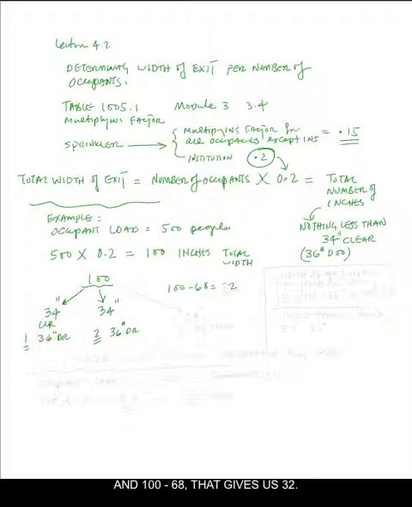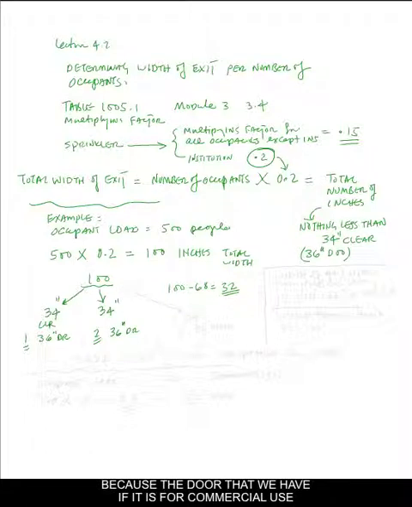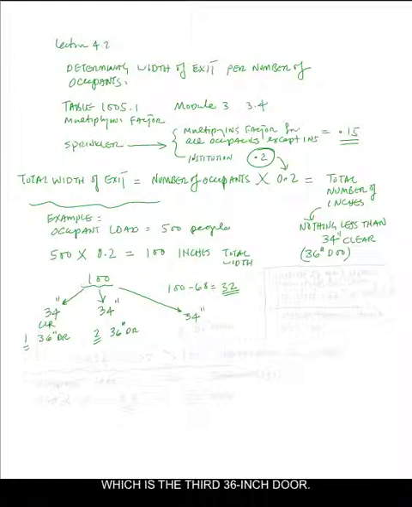32. So we don't want to use a 32-inch because the door that we have, if it is for commercial use or institutional use, cannot be anything less than 34 inches. And I will talk about it in a minute. So we need to go by another 34-inch, which is the third 36-inch door.